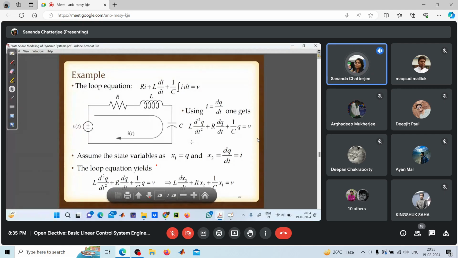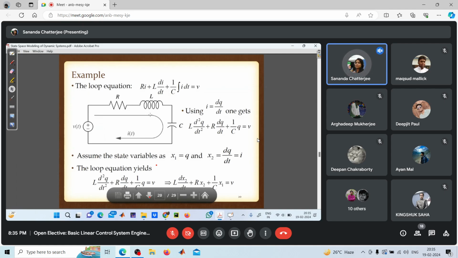So in one of the representations we take state x1 as q and x2 as the derivative of q, that is the current. Why am I taking this? Because we have a very good idea about the system. Say for a spring mass damper system, I'll always take the velocity as one state and position as one state. Why? Because I know that the energy stored in the spring is directly proportional to the position, and the energy stored in the mass is proportional to the velocity.